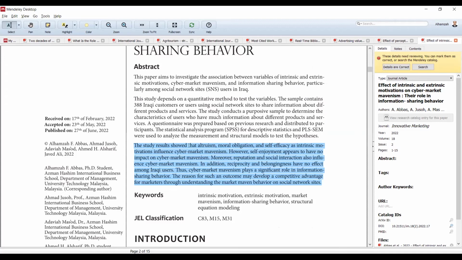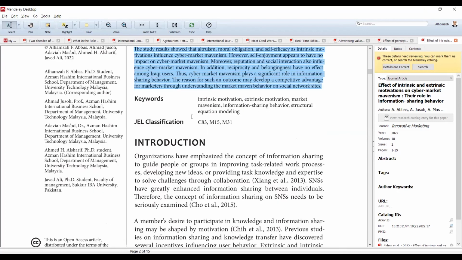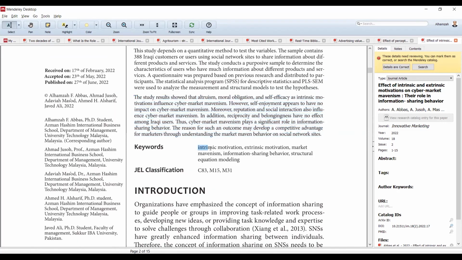And the same thing when you go down here, you can see the keywords over here. As I mentioned, because I'm talking about intrinsic motivation, extrinsic motivation, market Mavinism, information sharing behavior, and structural equation modeling, because I use structural equation modeling to analyze my work. So these are the main keywords. You also need to do the same, okay?